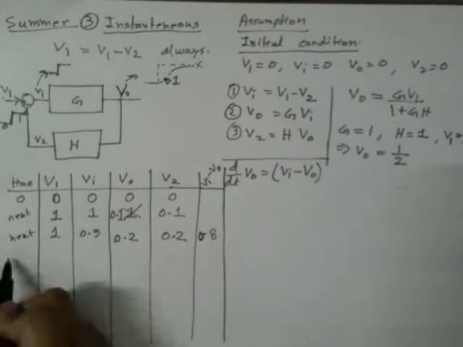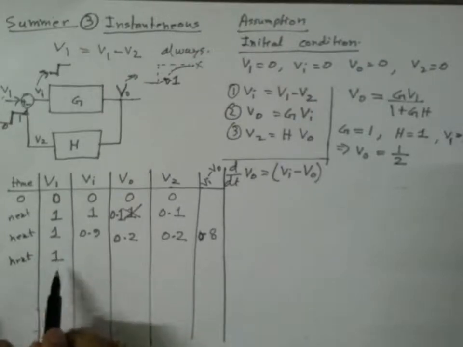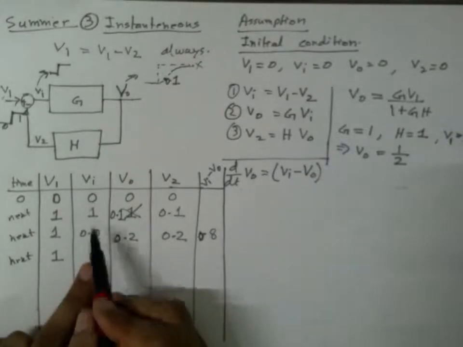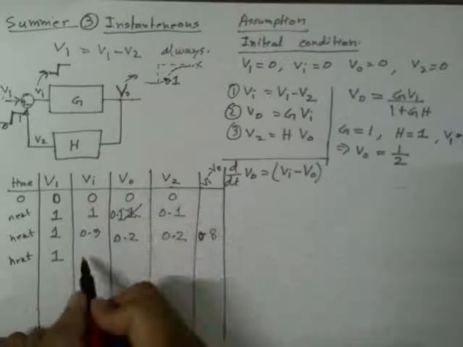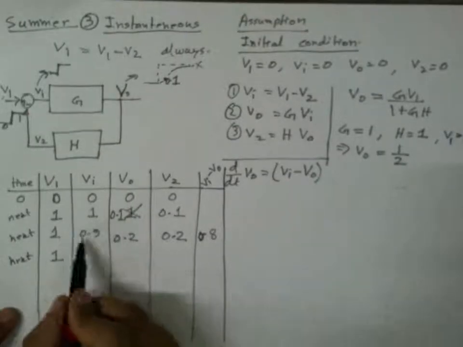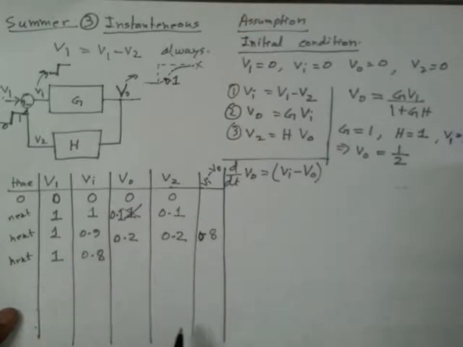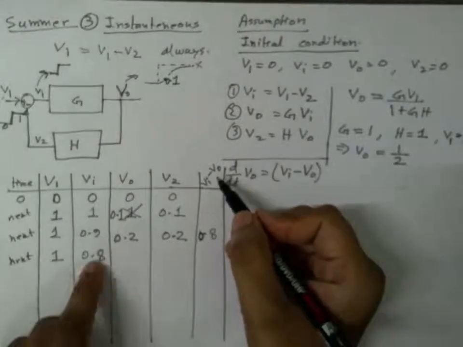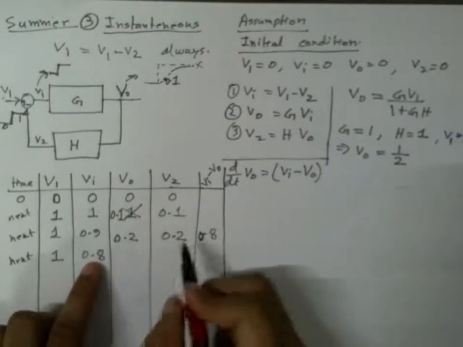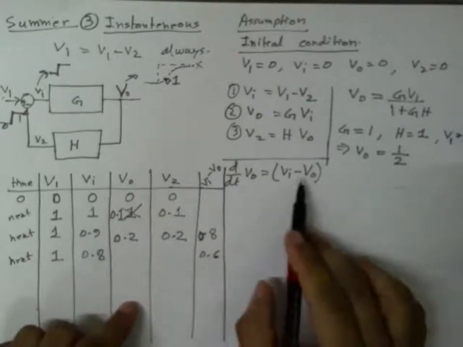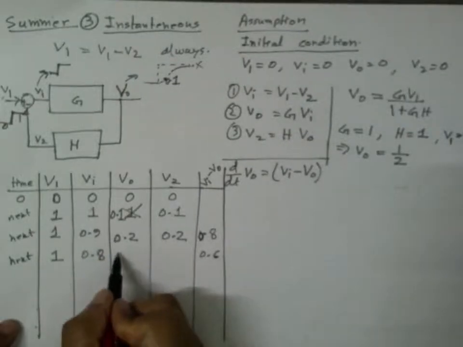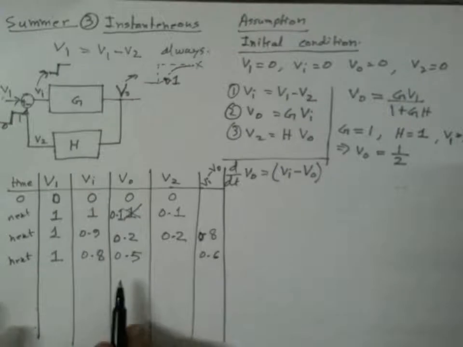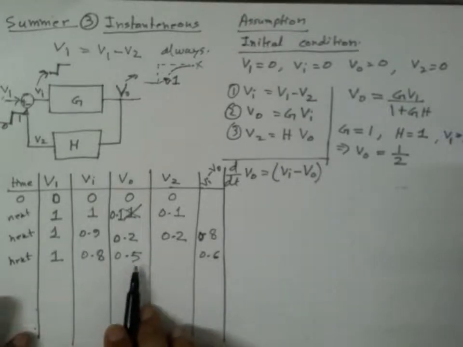Okay. Next what will happen after a while? The V1 is still equal to 1. Now Vi, this is the difference between 1 and 0.2, so this will be 0.8. And then Vi minus VO will be 0.6. So this is still positive, so this will increase further. And after a while, say I assume that this goes to 0.5. I mean, this will keep increasing, and after a while it will go to 0.5.